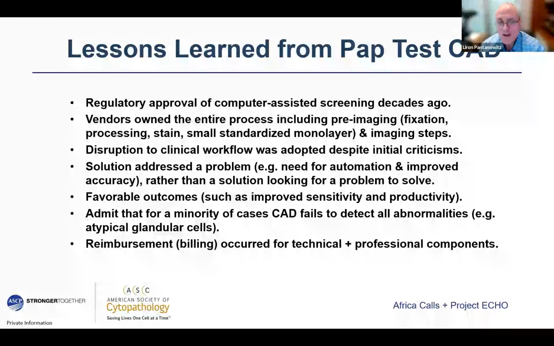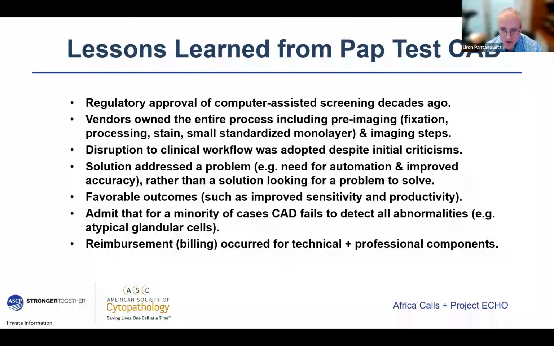One thing that the vendors did, vendors like Hologic, for example, that provide these systems to screen Pap tests with computers, is they took care of the whole process. They didn't just take care of the imaging or the analysis part, they took care of all the pre-imaging part. So they told you what fixative to use, how to process, make a liquid-based slide, and what stains to use, and how to make a monolayer, because that makes a better image. I believe in the principle of GIGO, which is garbage in, garbage out. Today, in the world of artificial intelligence and digital pathology, not many of the vendors care what happens before the image, which is a problem.